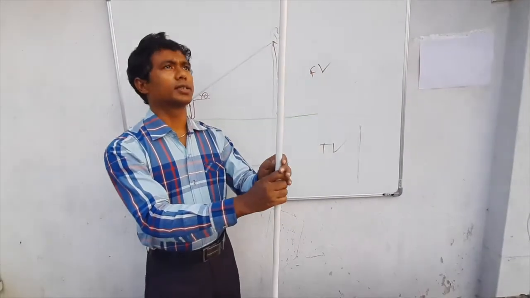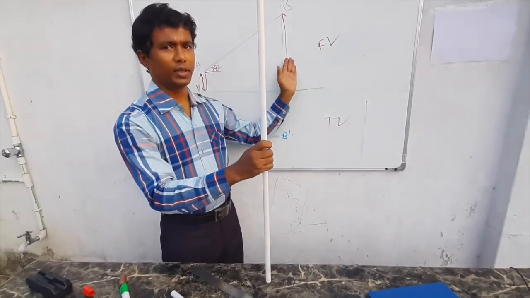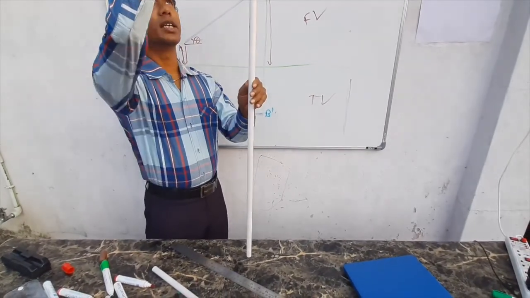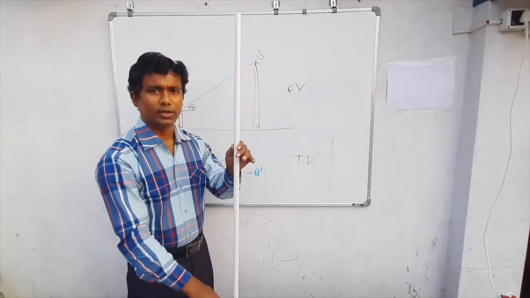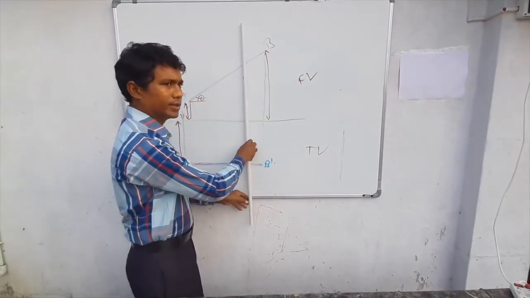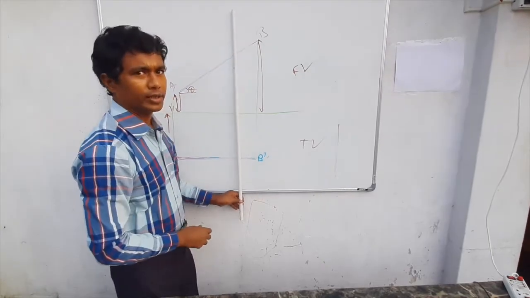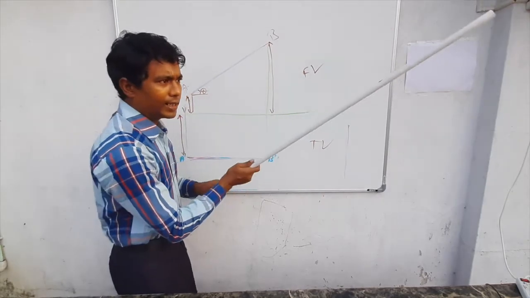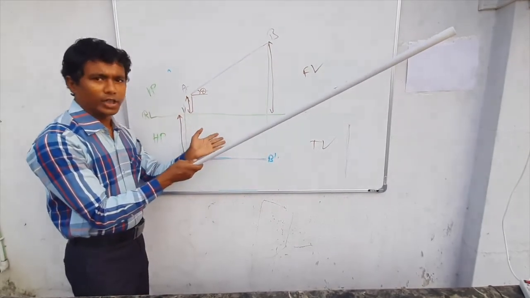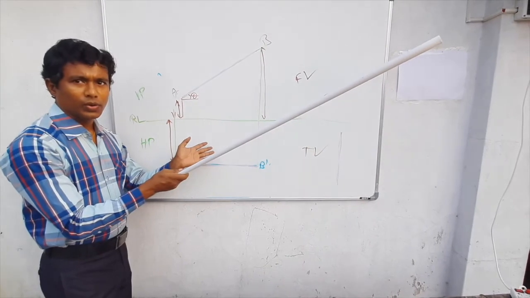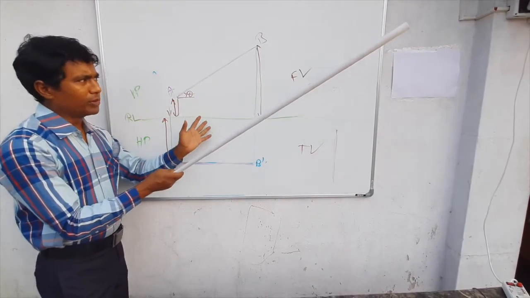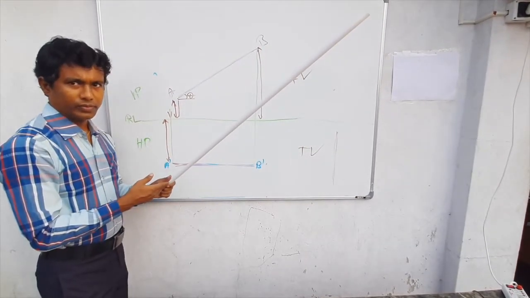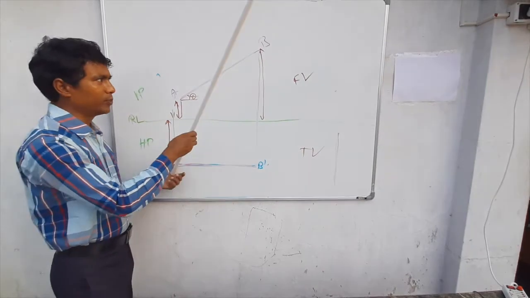And when it is like this, parallel to VP and perpendicular to HP, in that case, from the top view, it's a point. In the front view, you are getting a line. This your shadow is a line, which is perpendicular to the reference line. And in this case, when it is inclined to both, then in neither the front view nor the top view are we getting the true length. Rather, in both the cases, the length in projection will be reduced.